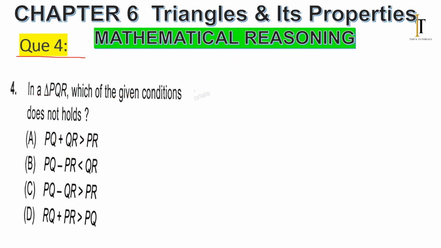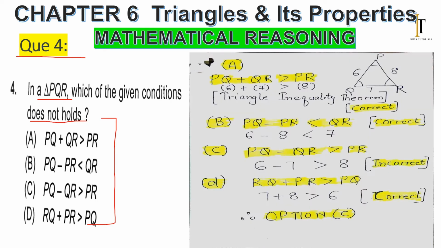Question number 4. In triangle PQR, which of the given conditions does not hold? So students, here we have options that we need to check one by one. Let's check in the solution. First of all, draw triangle PQR and take lengths of your choice. We have taken 6, 7 and 8, that you can see in the figure.